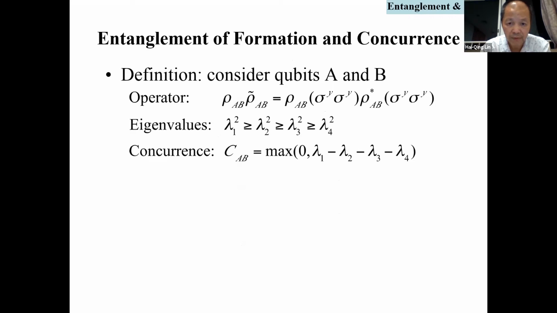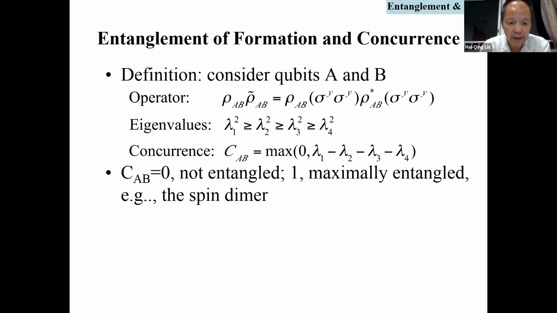Then the total is a 4 by 4 system, so you can write down a reduced density matrix. Then you diagonalize this reduced matrix and you get 4 eigenvalues, such as here. The concurrence is defined by this formula here. If this concurrence is 0, it means A and B are not entangled at all. If the concurrence C_AB is 1, it means A and B are maximally entangled.